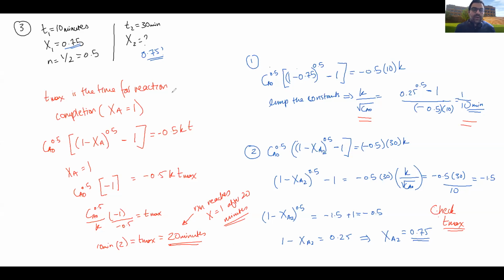So the correct answer here is that XA2 is equal to 1. The reaction will be complete, right? Because you're not told it's reversible, you're not told anything. So in this case, your reaction will be complete.